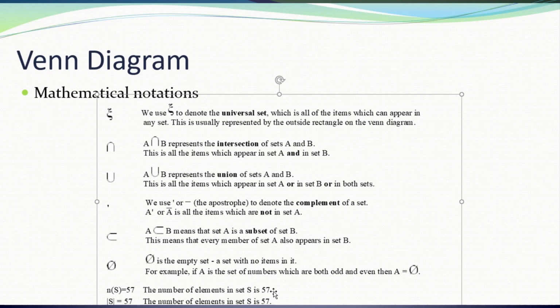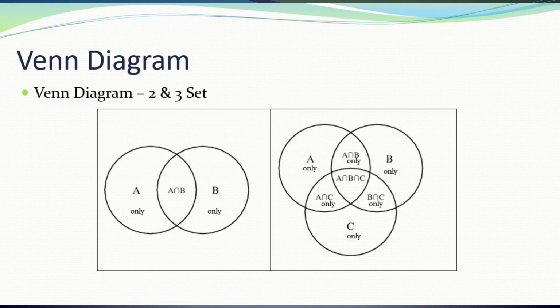This is the number of elements in the set. Both mean the same. n(S) means in that set there are 57 elements. Okay? So let's look at the Venn diagram. What does it actually mean?